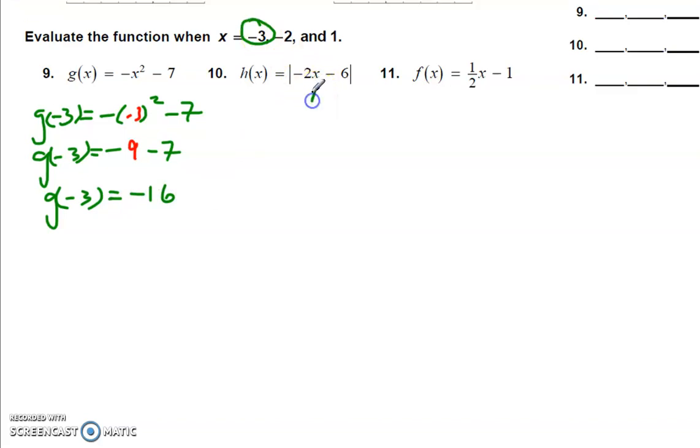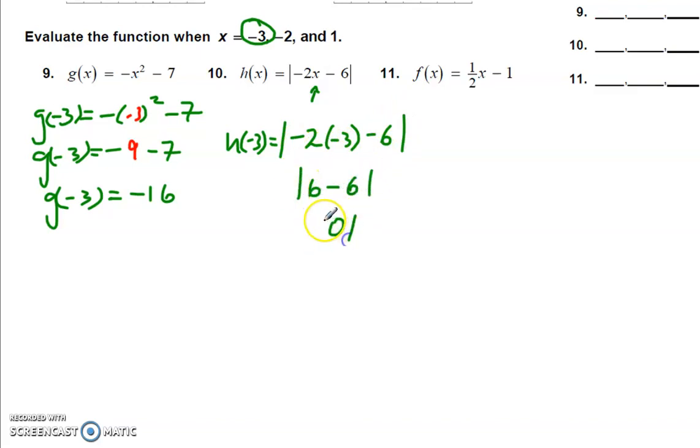Mistakes here again happen. One of them is that we switch the signs inside the absolute value. The absolute value does not switch the signs. Once you've solved it all, then take your answer and make it positive. So we put in a -3 there: h of -3 is the absolute value of -2 times -3 minus 6. The absolute value of this is +6 minus 6, which is 0. The absolute value of 0 is 0. So h of -3 is equal to 0. So that would be our first one.